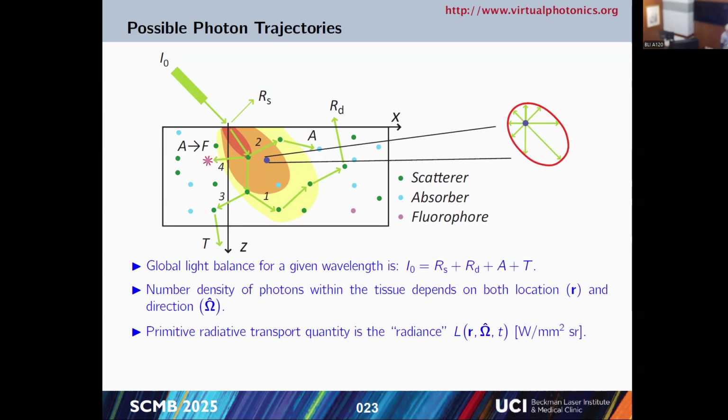So that's why the number density of photons within the tissue, or emanating from a different location in the tissue, depends on both the space and the direction. And then, as I've already mentioned, the primitive radiative transport quantity is radiance, and it has very interesting units. It has power per unit cross-sectional area, per unit steradian. Steradian is a unit of solid angle, and I'll talk about that in just a second. So it's like an intensity, but resolved with angle. Okay. Any questions on this?